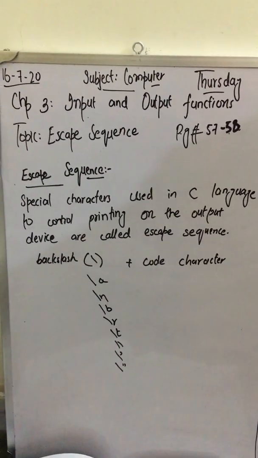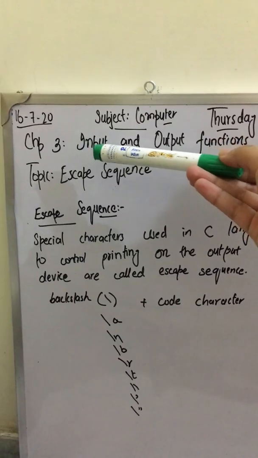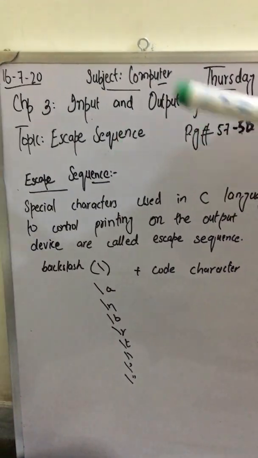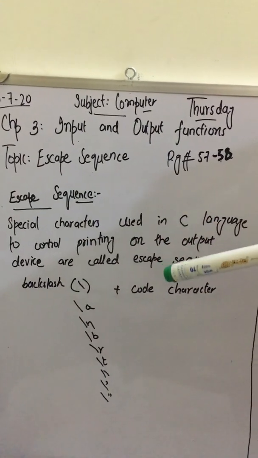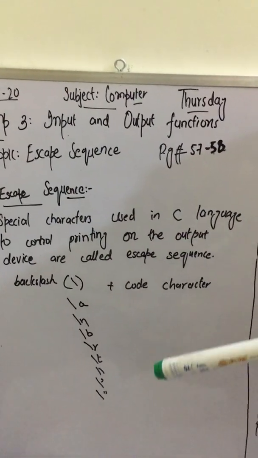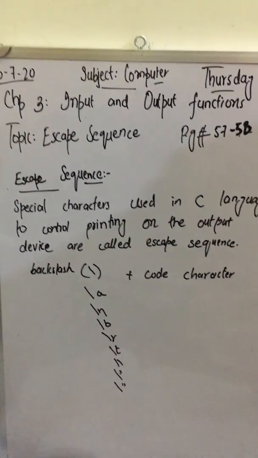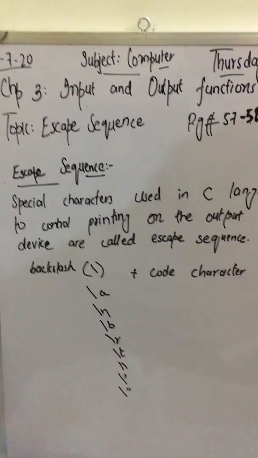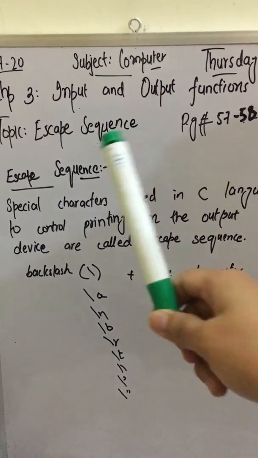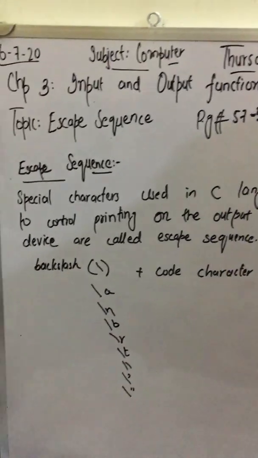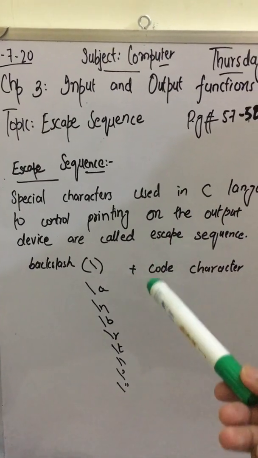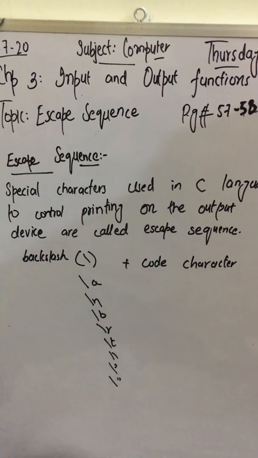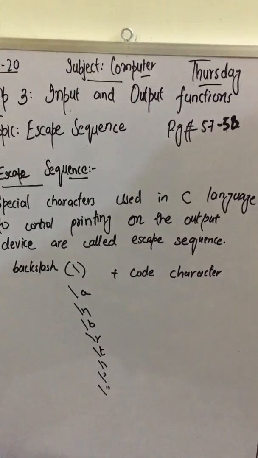This is your computer science lecture and we are doing chapter number 3, input and output function. Students, today's topic is about escape sequence and we are going to solve one of the questions from our exercise relevant to the topic. What is escape sequence? Actually, special characters that are used in the C language to control printing on the output device are known as the escape sequence in your programming.